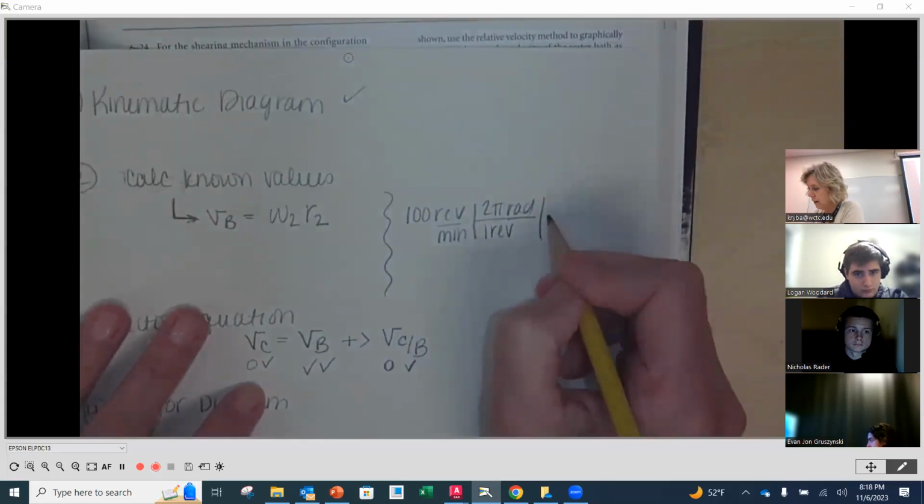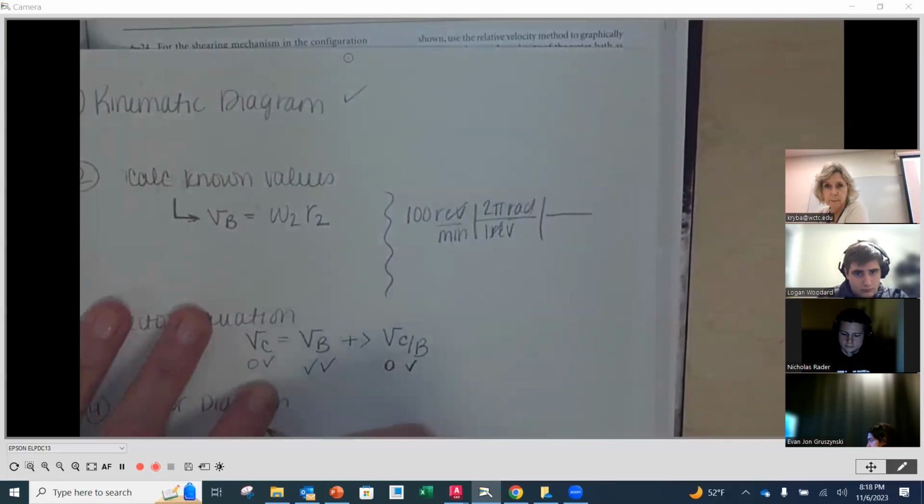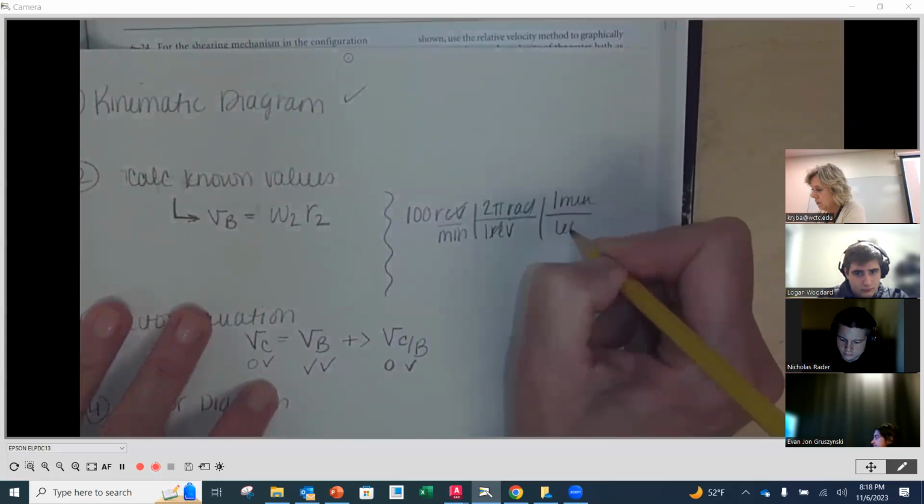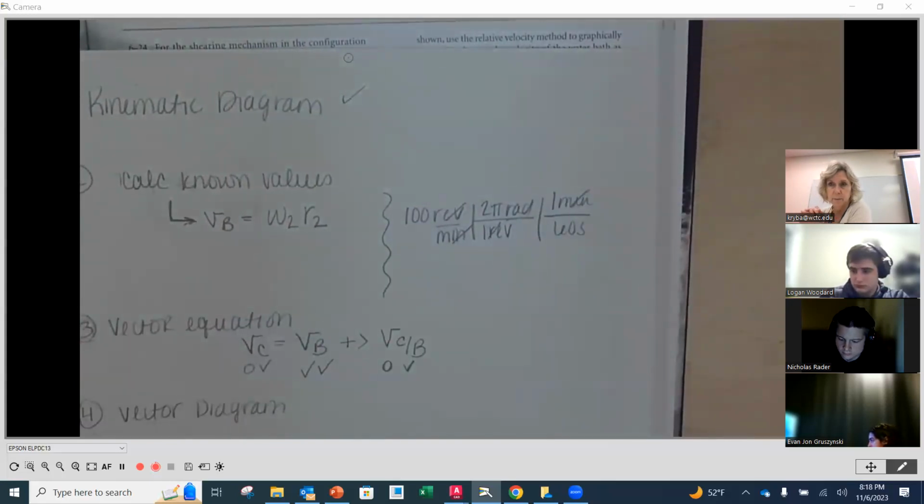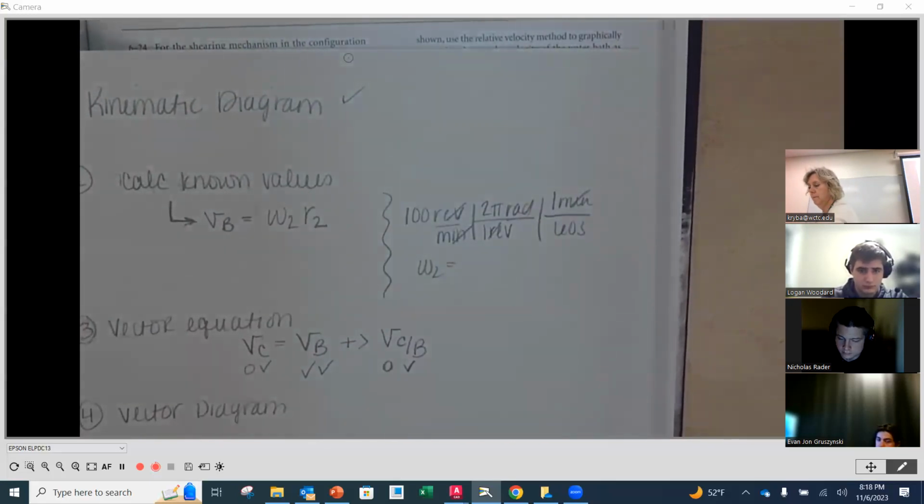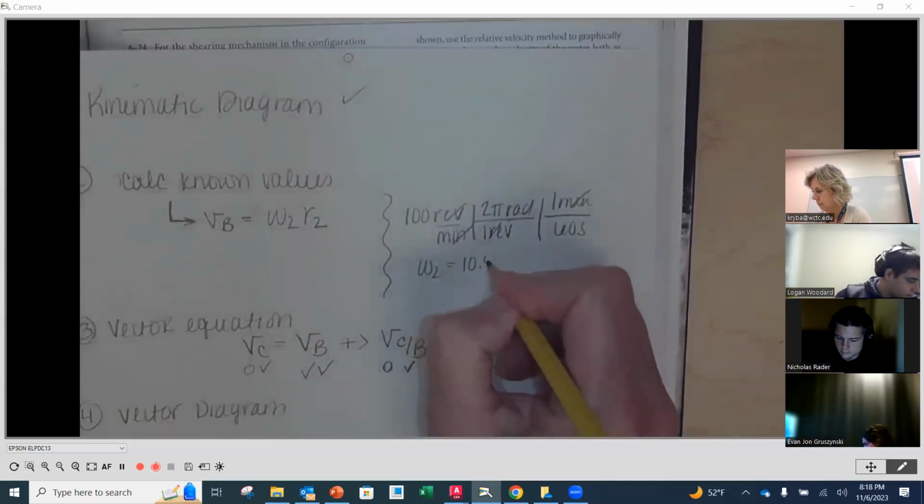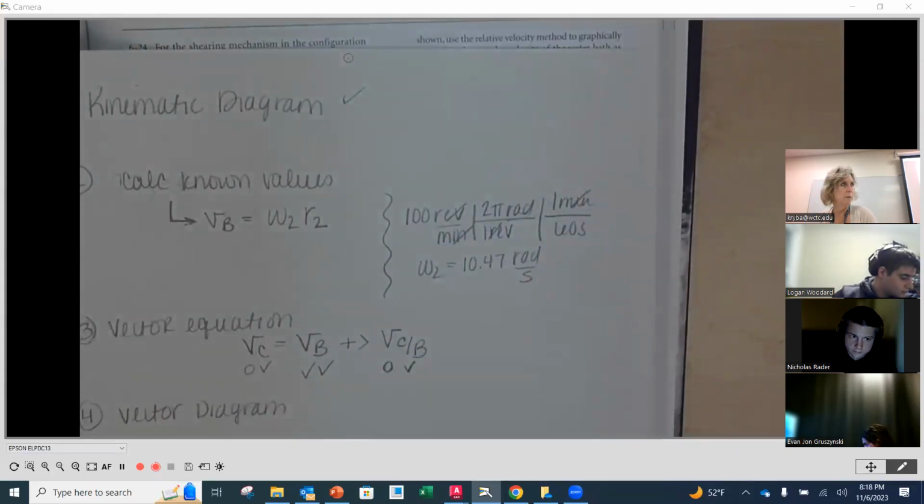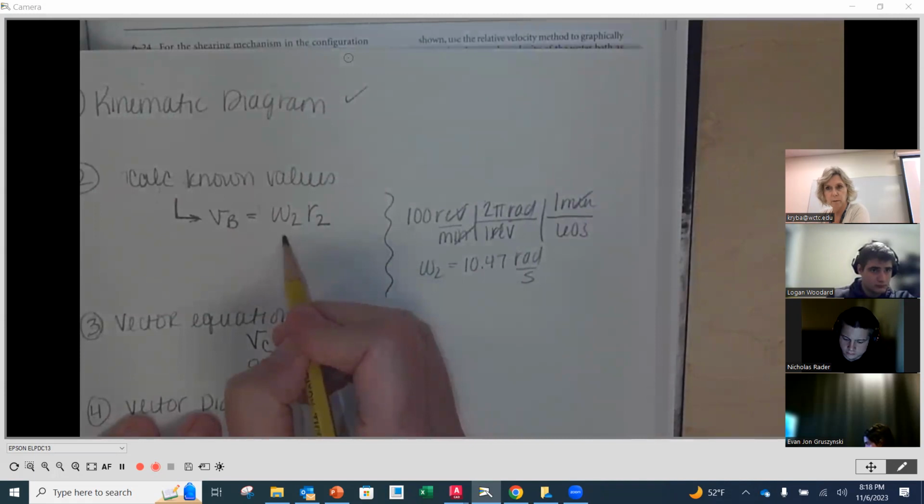So we're going to go ahead and do that. Revolutions cancel top to bottom here, and then we get our minutes. 1 minute is equal to 60 seconds, so minutes cancel here. Our W2 then in radians per second, multiplying across the top and dividing by the bottom, is 10.47 radians per second. So that's the number we put right in here.